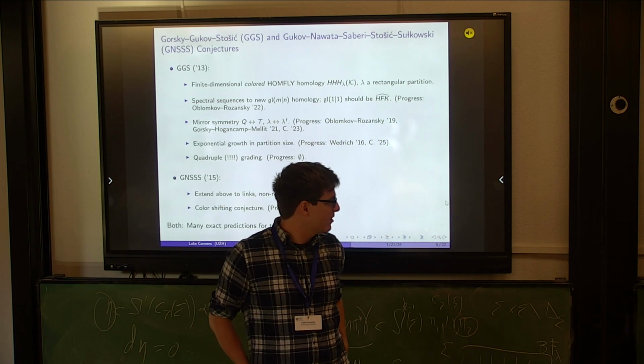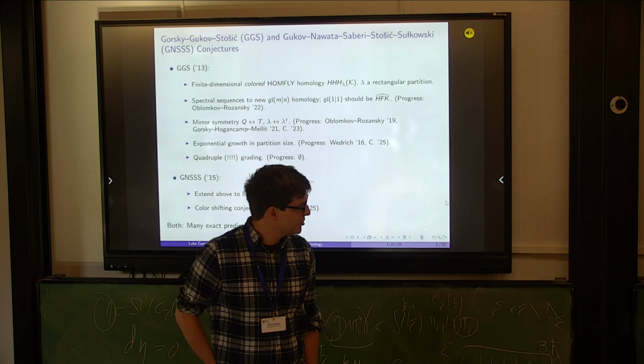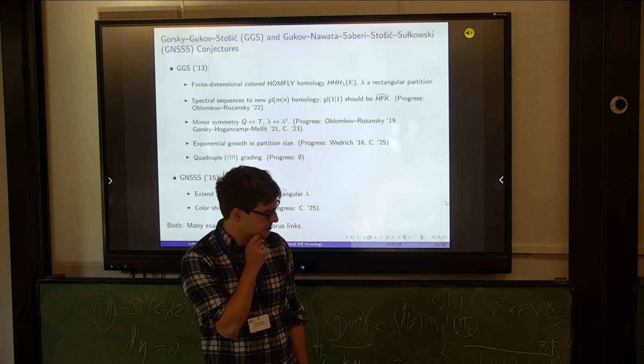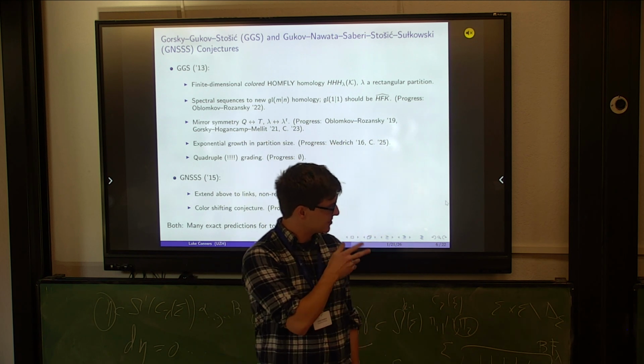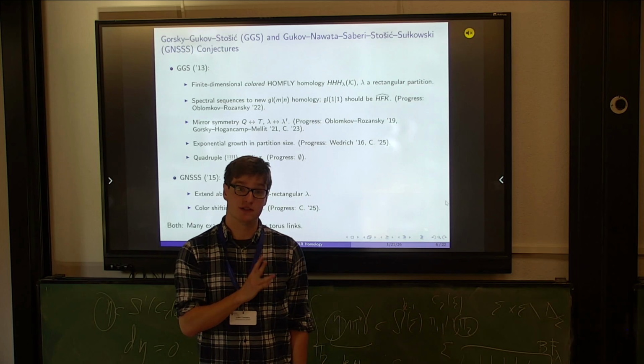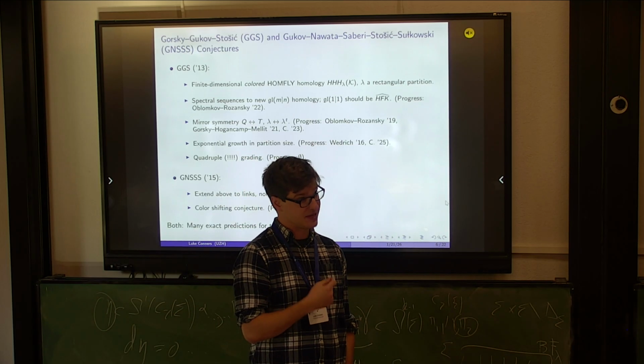There was some follow-up work as well, which extended the above conjectures to links, not just knots, and more general partitions. And there's some color shifting conjectures as well. I'll describe some progress on this front later in the talk. And I'll say for both, again, there were many exact predictions for torus links. So if you want to start to prove these things, you can calibrate your expectations against some data for torus links.